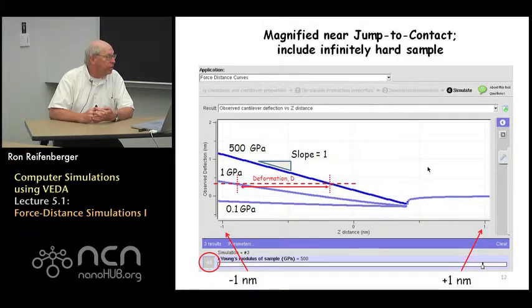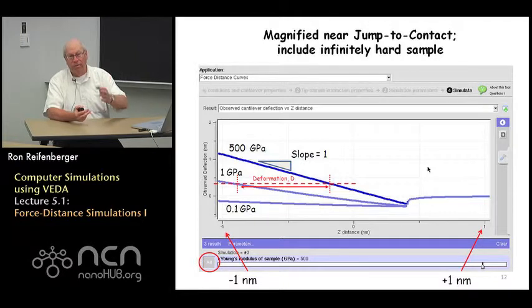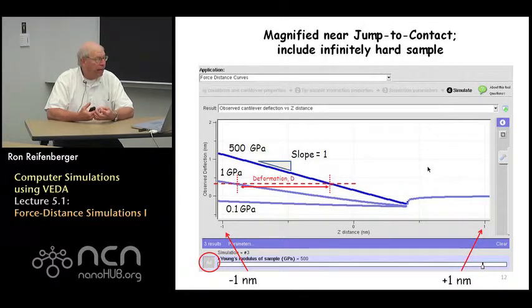In this particular case, I'm again plotting the deflection of the cantilever versus the Z displacement. And this time around, I've added a curve for an infinitely hard substrate. The infinitely hard substrate I approximate as a Young's modulus of 500 gigapascals. You can see the slope of the Q versus Z curve now is 1 for that particular sample because there's no indentation. As you displace the sample towards the substrate, the tip deflection Q is just going to mirror Z, and you get a slope of 1 for that particular simulation.